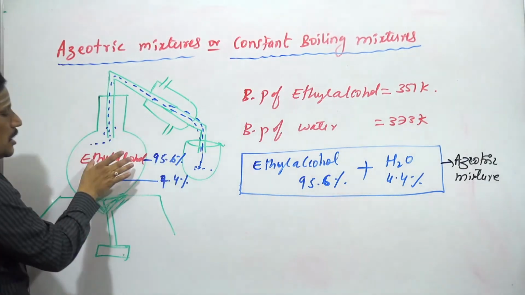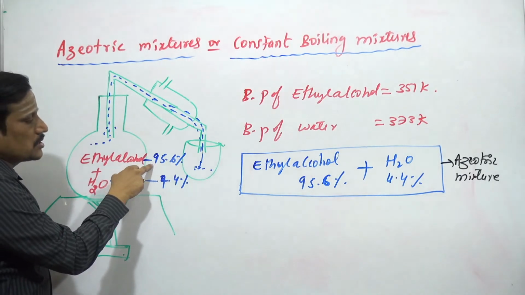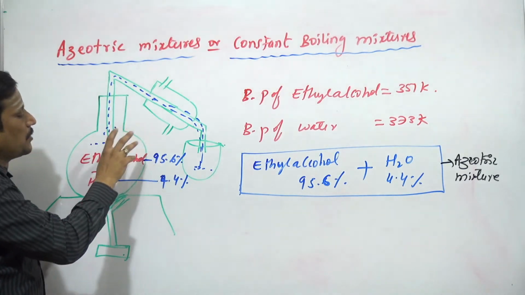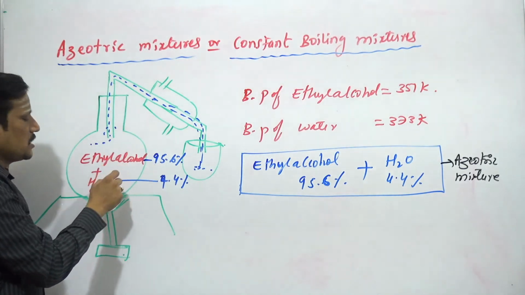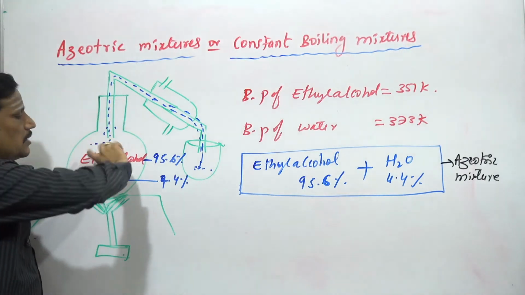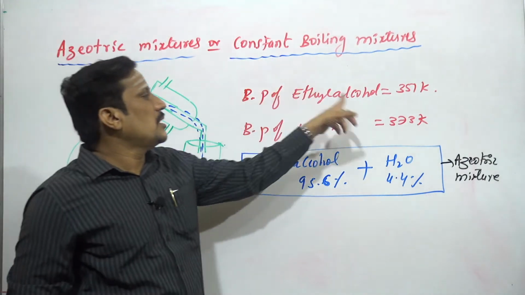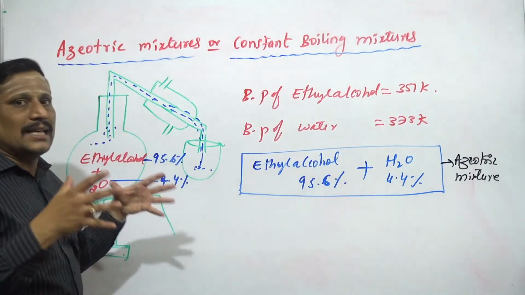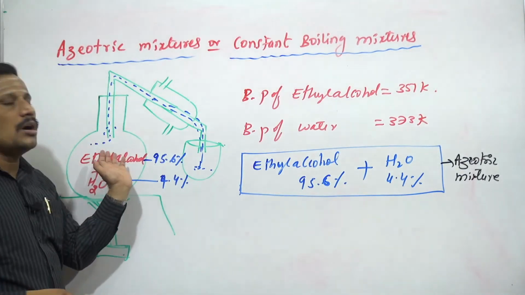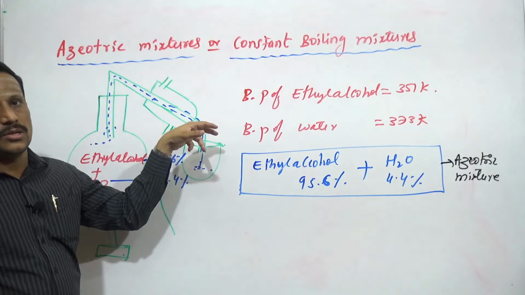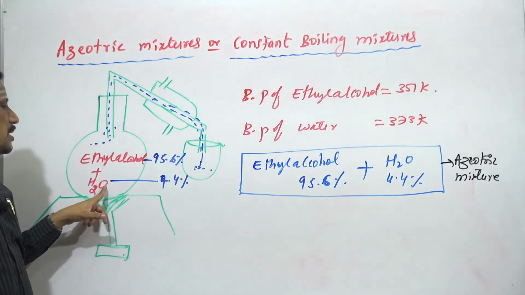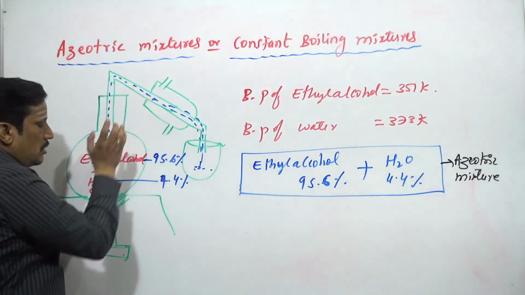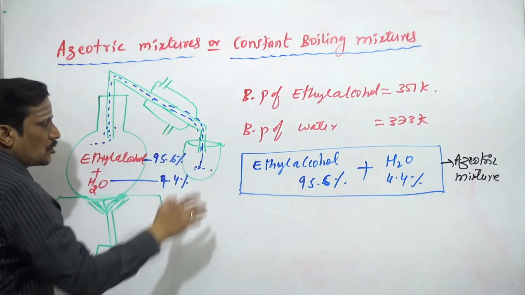Suppose the composition is not 95.6 and not 4.4. Suppose ethyl alcohol is 60% and water is about 40%. The boiling point of ethyl alcohol is 351 Kelvin and the boiling point of water is 373 Kelvin. When it is not an azeotropic mixture, ethyl alcohol will come out first, because it is not an azeotropic mixture.